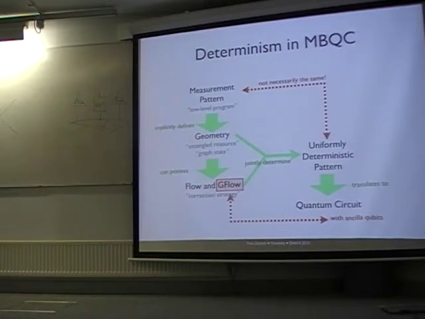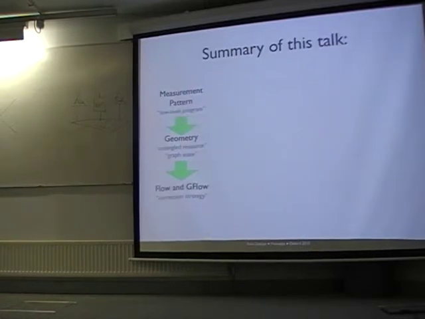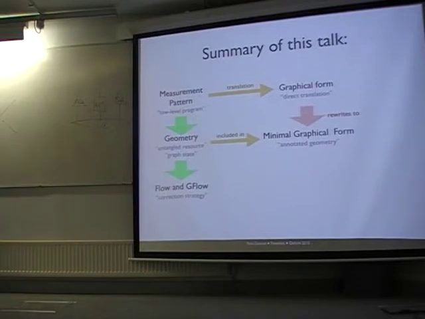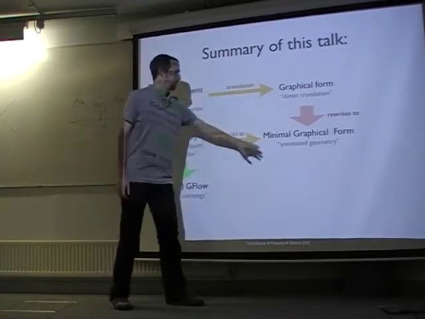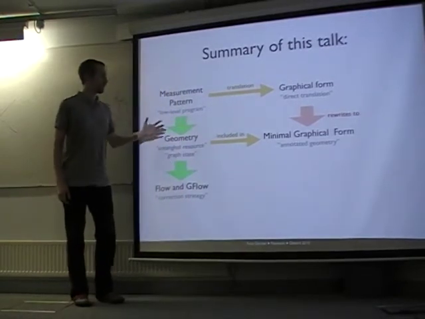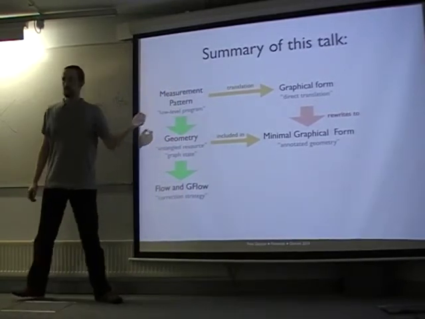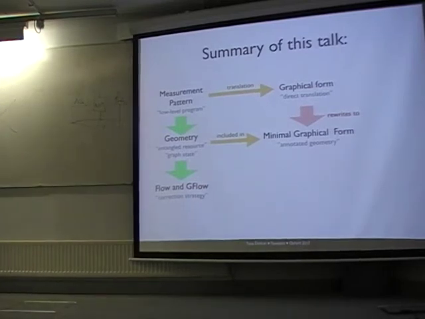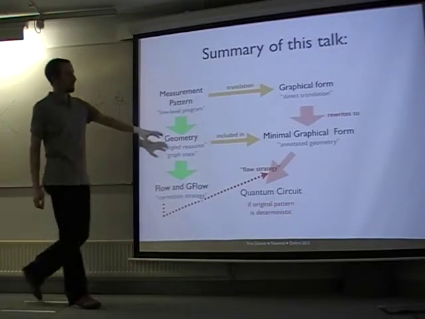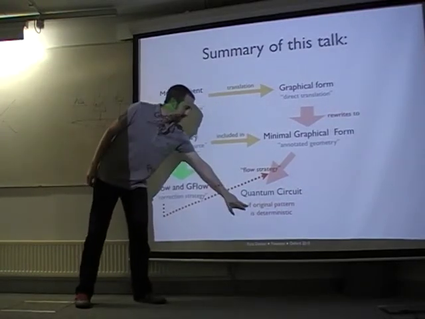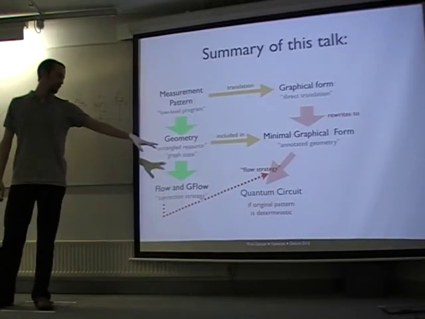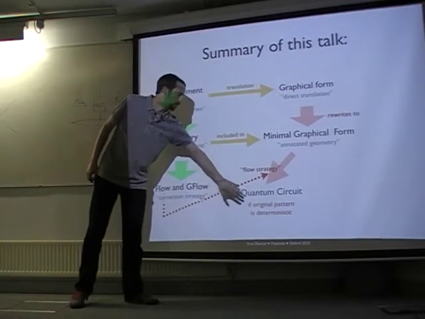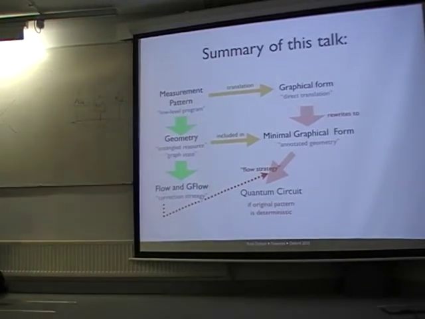So what I'm going to try and show here is that taking all this stuff into this diagrammatic language, we can have a direct translation of the pattern which can rewrite to something which is basically the same as the geometry, but retaining some extra information from the pattern. And from that, we could directly get a quantum circuit by doing some other rewriting on this graph if the original thing was deterministic. If it's not deterministic, then it'll be a quantum circuit with some non-deterministic choices in it.